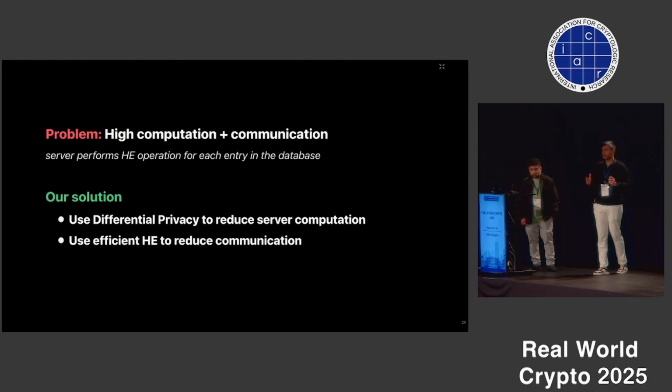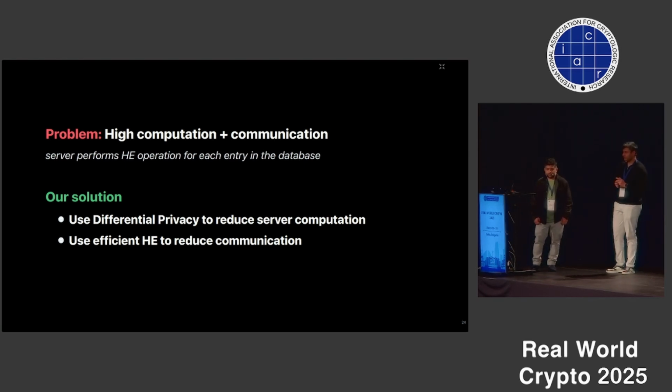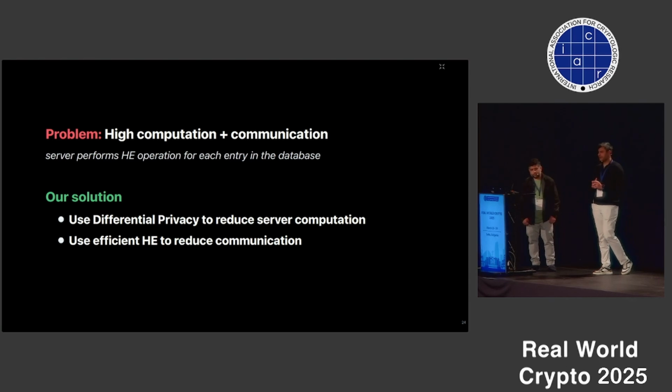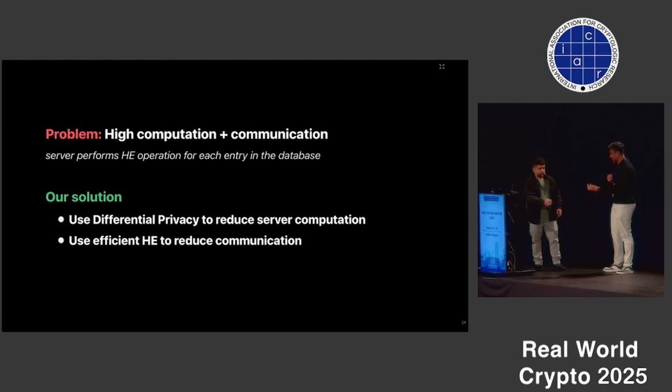So we know there are two problems. We know there's this high computation problem, and we know that there's this high communication problem. And we solve this in two different ways. We use differential privacy to access some subset of the whole index. So that helps with our computation cost. And then we also leverage some cool optimizations in our HE scheme, which help with the communication cost. To cover both of these, I'm going to hand it over to Harris.